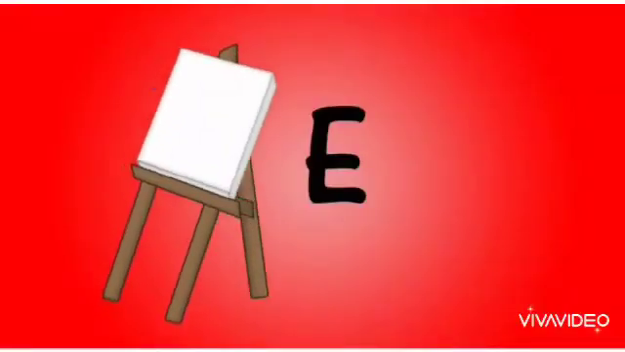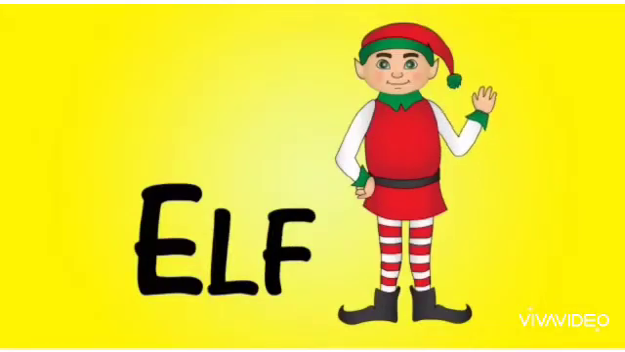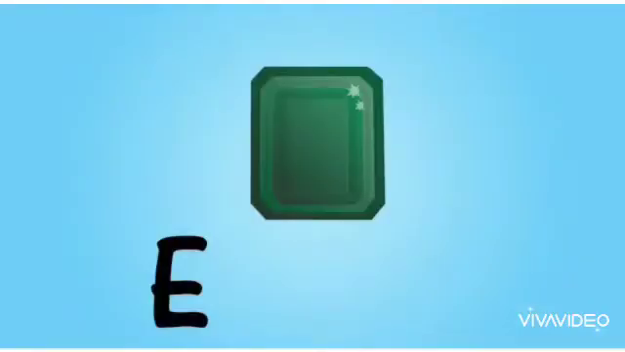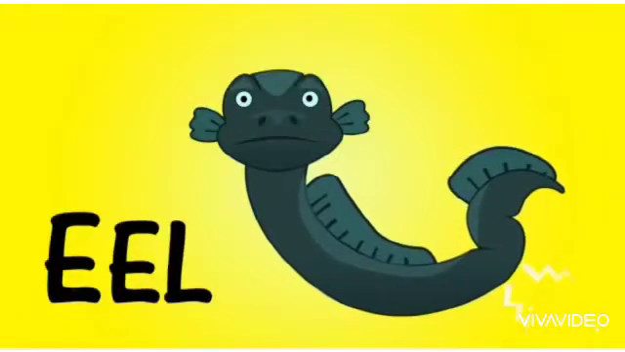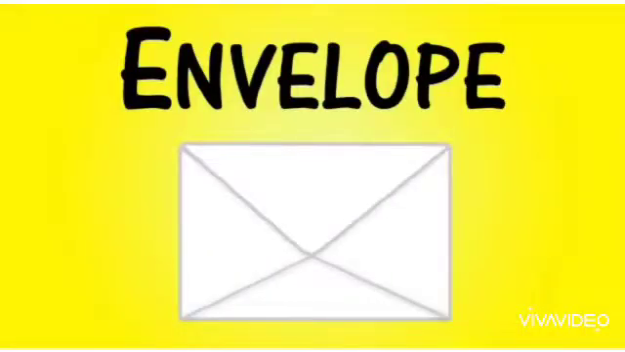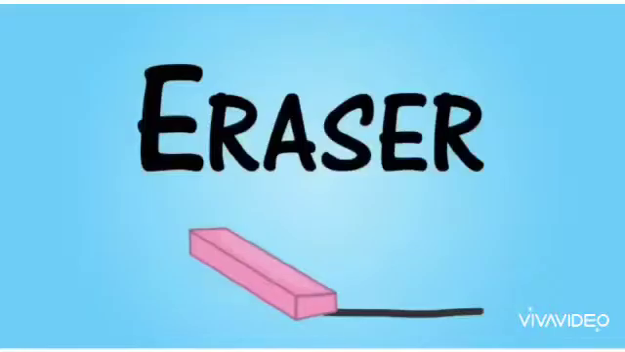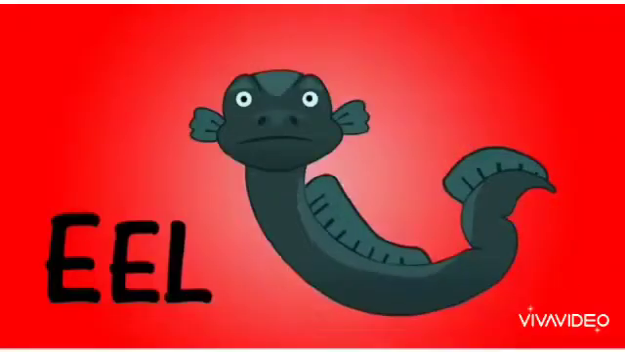It's the letter E. It's the letter E. It's the letter E. It's the letter E. E is an eraser. E is an echidna. E as an easel. E as an elf. E as an emu. E as an eggplant. E as an emerald. E as an eel. It's the letter E. It's the letter E. It's the letter E. It's the letter E. It's the letter E. It's the letter E. It's the letter E. It's the letter E.